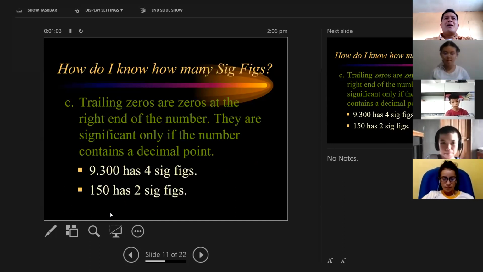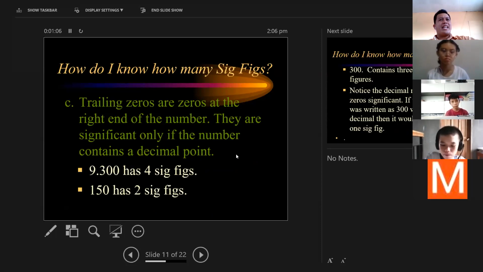Let's proceed. How about the third case, class? This is the third case. Trailing zeros are zeros at the end of a number or zeros to the right of a number. They are significant only if the number contains a decimal point. So if we look back at the example in the module, 2000 versus 3000.0, this clearly emphasizes that trailing zeros, or zeros to the right of a significant number, are significant only if there is a decimal point. If there is no decimal point, they are insignificant.